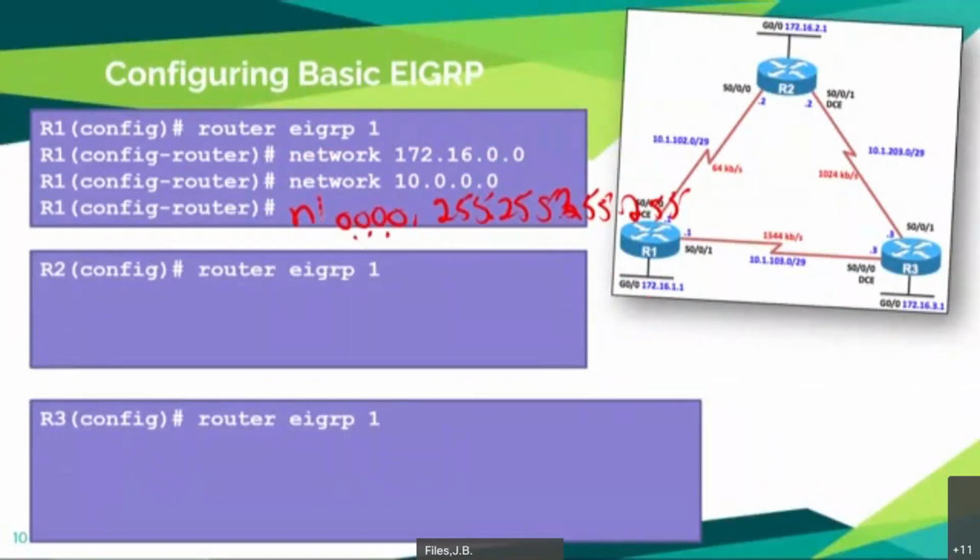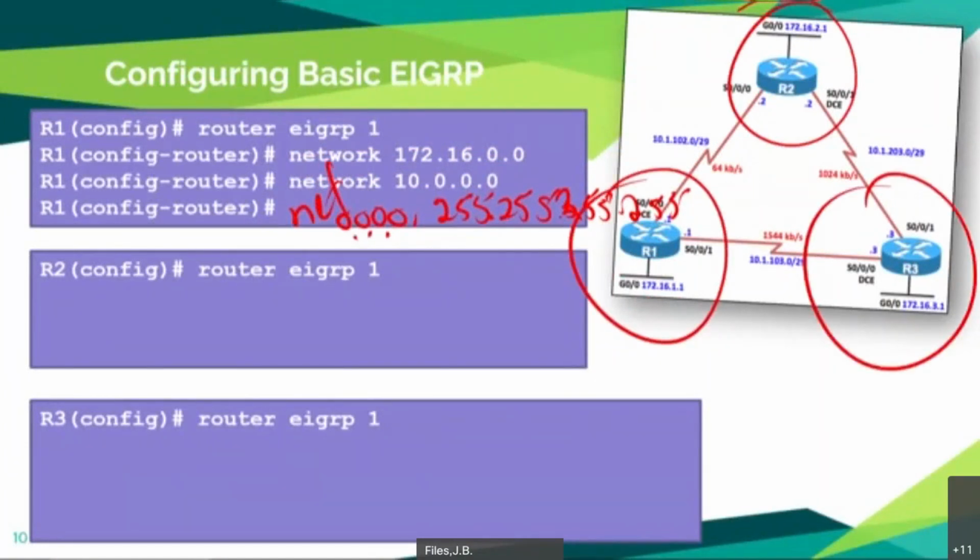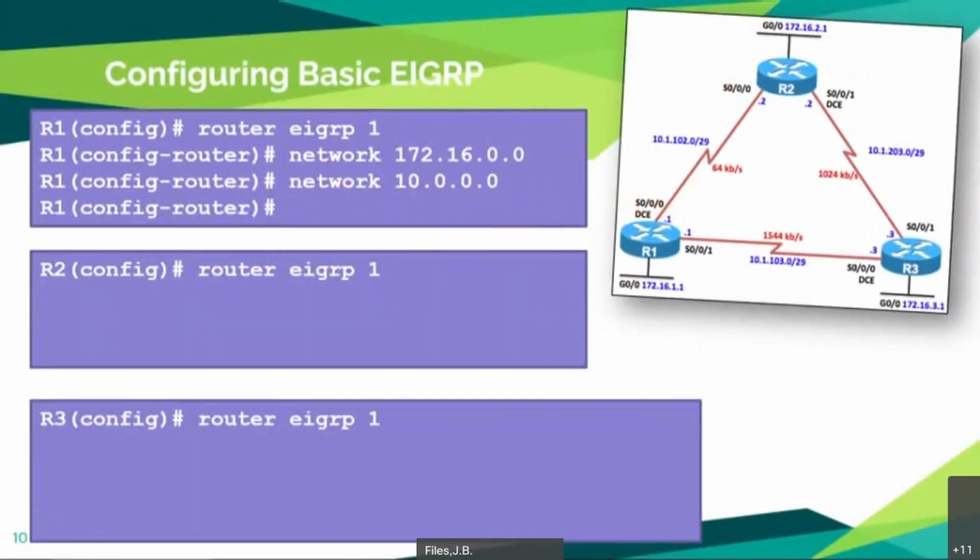Now, obviously, that only works if literally all of your interfaces are participating, right? If not all of your participating interfaces are participating, then you don't want to do that. So my next best one would be the /32.